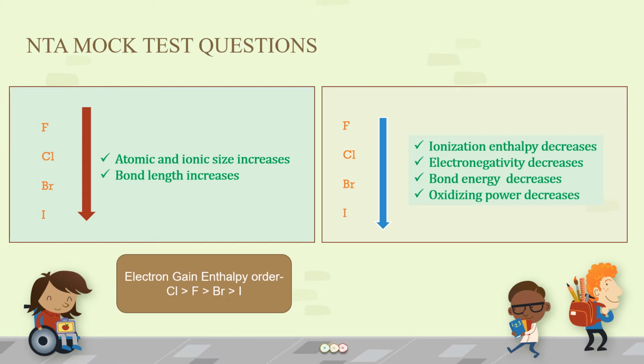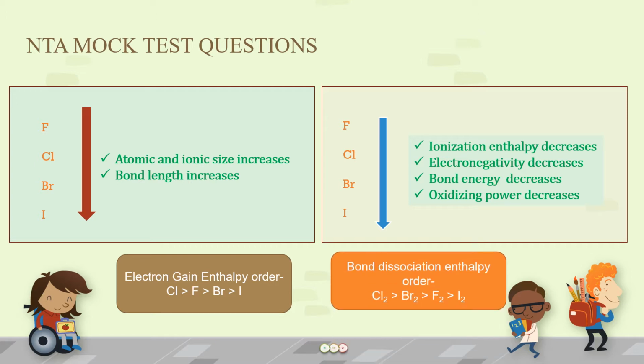Okay. Now the next thing is the electron gain enthalpy order, which I've already told you, that chlorine will have electron gain enthalpy greater than that of fluorine. Otherwise, what we find is that going down the group, the electron affinity values decrease. So chlorine, fluorine, bromine, and iodine is going to be the order for the electron gain enthalpy or electron affinity. And then one more important order that you have to remember is the order for the bond dissociation enthalpy. The bond dissociation enthalpy value is highest for chlorine, then bromine, then fluorine, and then iodine. Please do remember this very importantly.